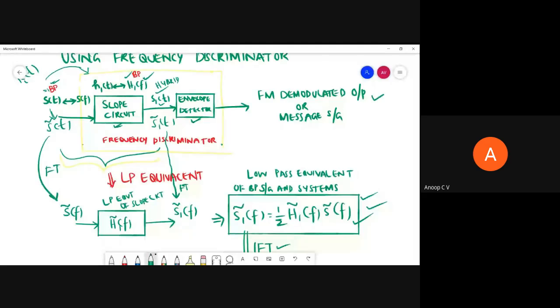One second, people are trying to join. I have to just admit them, otherwise they won't. Yeah, okay. Fine. Let them join.